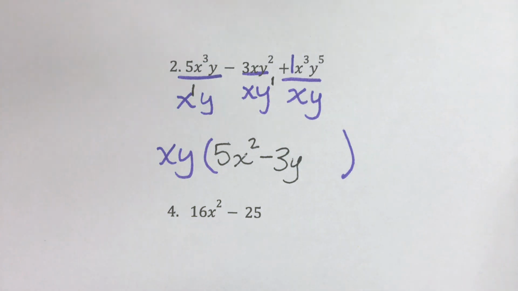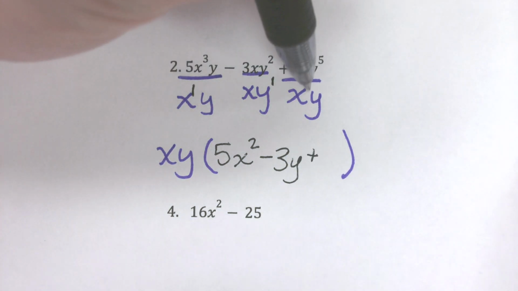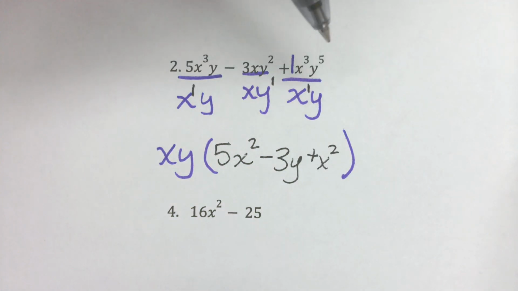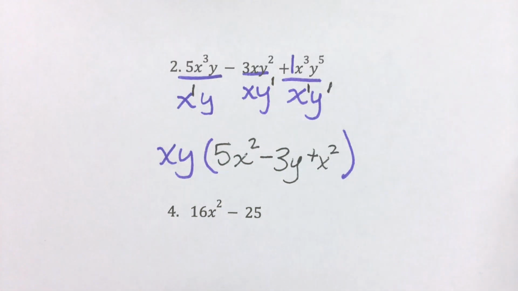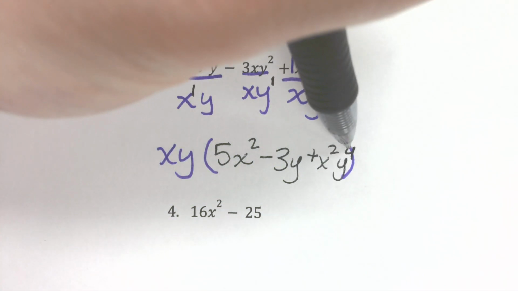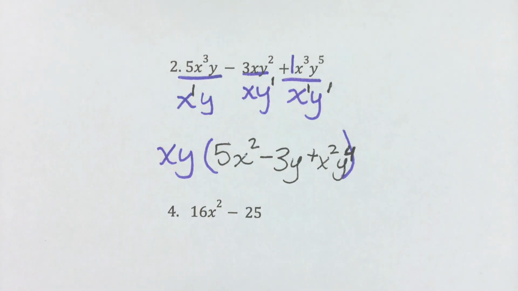I'm not going to write 1 down. Start the plus. X cubed over x to the first, subtract the exponents, and we get x squared. Y to the 5th over y to the first, subtract the exponents, we get y to the 4th. And that's all we can do. Questions on number 2?